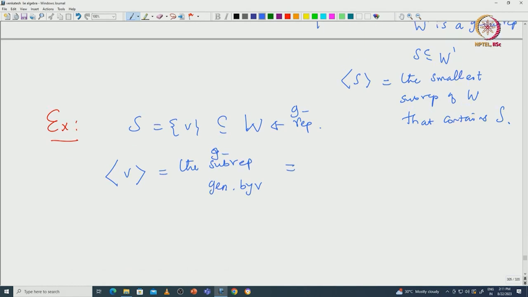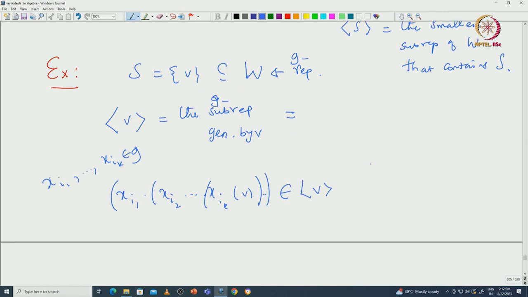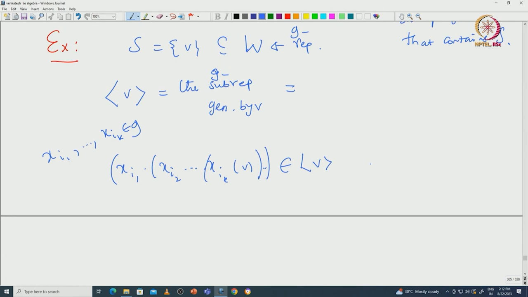So this is actually exactly, if you think about it, you can take any elements of G and then act on v, okay. So that element must again be part of the sub representation generated by v, okay. What I mean by that, if I take xi1 etcetera xik coming from G, and then if you apply xi1 on xi2 and so on xik of v, okay, then this must be an element of the sub representation generated by v, okay. But if you think about it, the span of this will again be a submodule, so that will be exactly your G sub representation generated by v, okay.